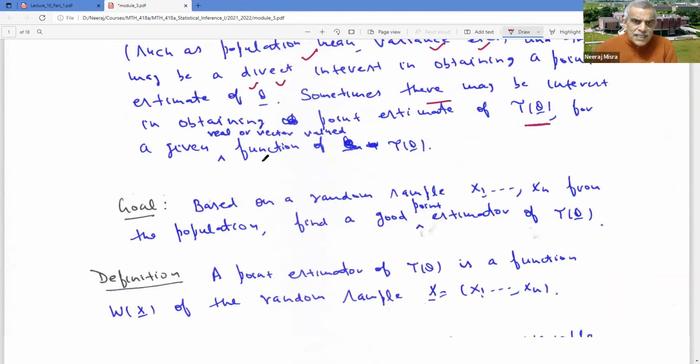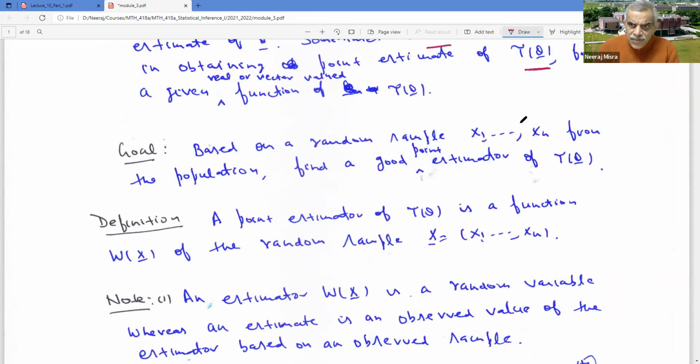So here the goal is, based on a random sample X1, X2, ..., Xn from the population, to find a good point estimator of tau(theta). So how can I estimate tau(theta) based on a random sample? That's the basic problem I have at hand. So I give a definition. A point estimator of tau(theta) is a function W(X) of the random sample X1, X2, ..., Xn. So an estimator of any parameter tau(theta) is nothing but a function of the sample observations.